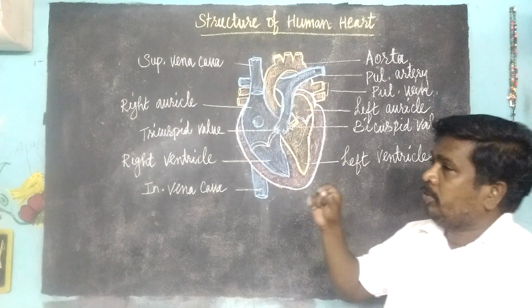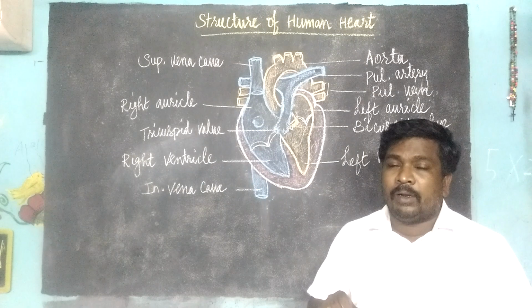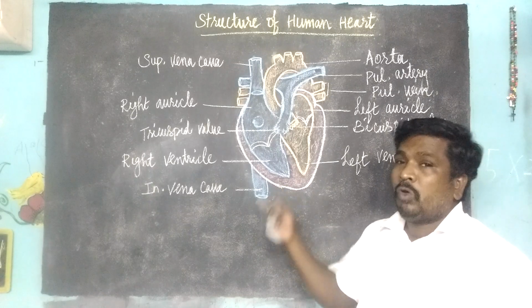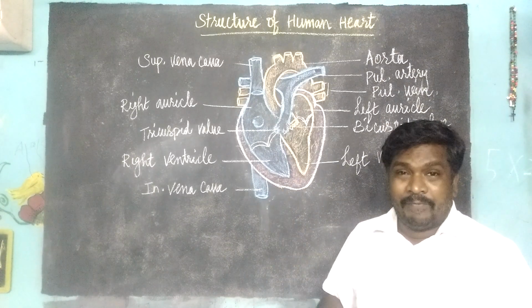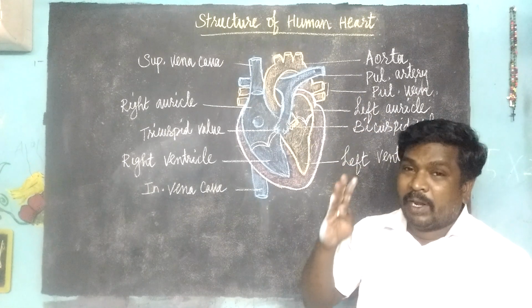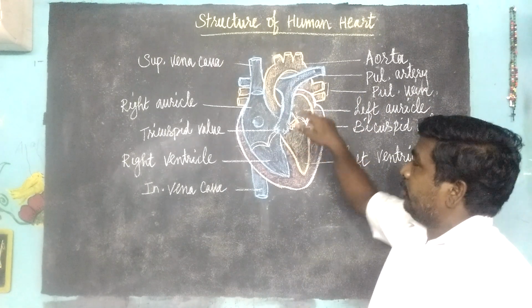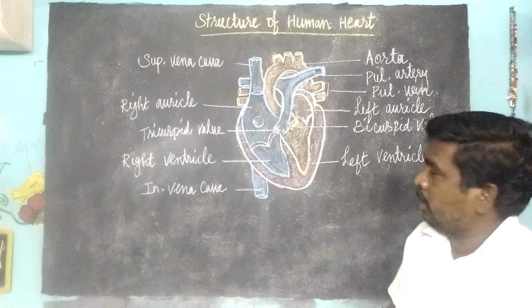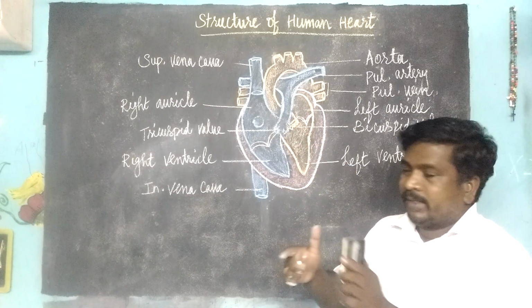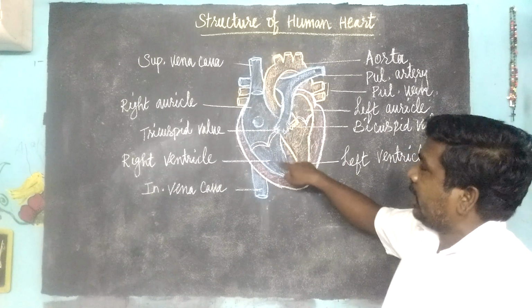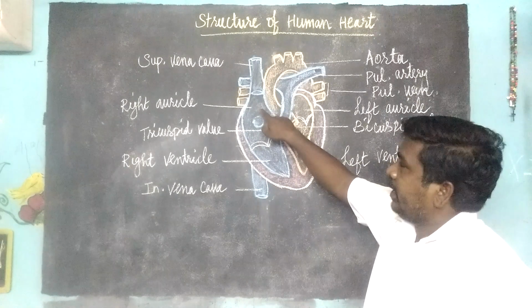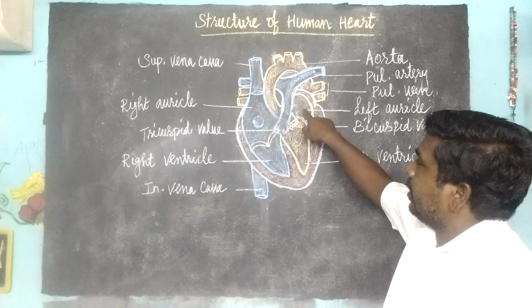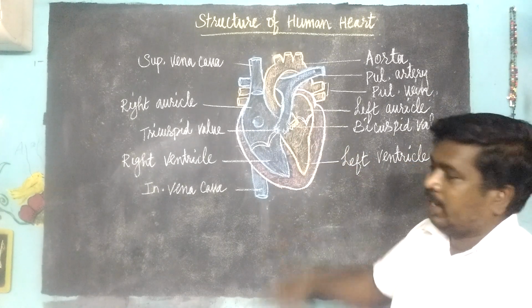The left auricle receives oxygenated blood through the pulmonary veins: two pulmonary veins from the right lung and two pulmonary veins from the left lung. So by four pulmonary veins, the left auricle receives oxygenated blood. Okay, so that is the auricle's role. When the auricle contracts, the blood is pumped into the respective ventricle. From the right auricle, CO2 blood is pumped into the right ventricle. From the left auricle, oxygenated blood is pumped into the left ventricle.